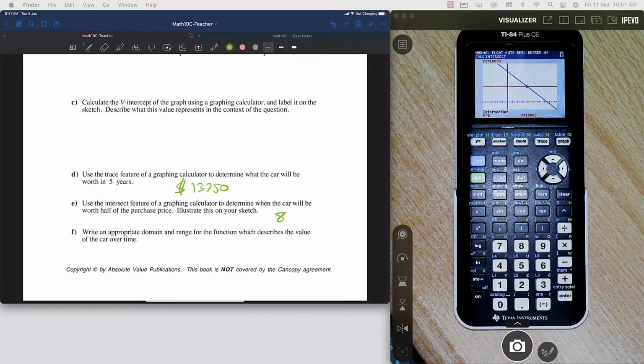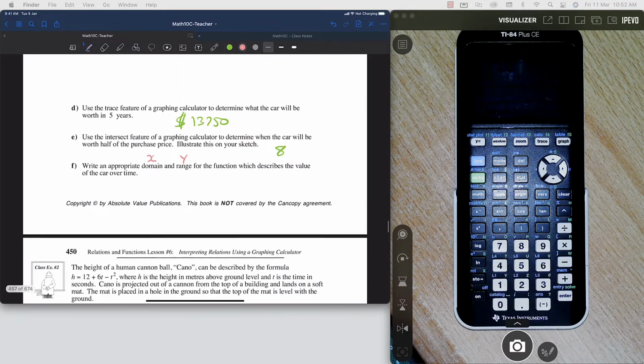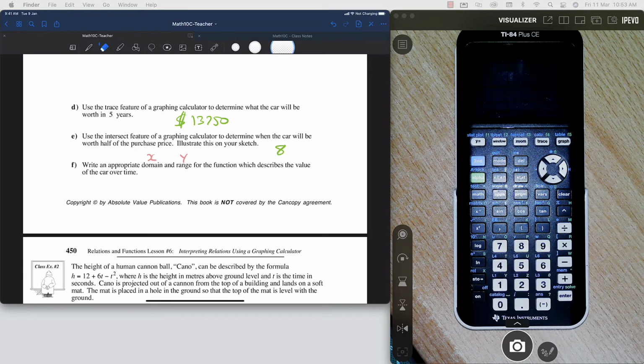And write an appropriate domain and range. Okay, so remember what is domain and what is range. If we need to find domain, remember that domain is the set of x values and range is the set of y values. So if we go back to our graph right here, and we're looking at the domain, which is x, where are we starting off? We're starting off right here, which is 0, and where are we going to? We're going to 16.